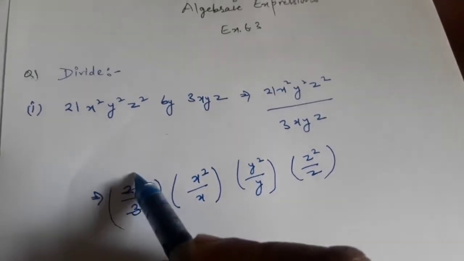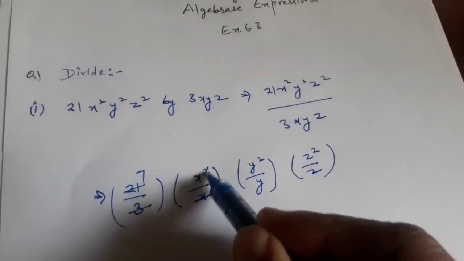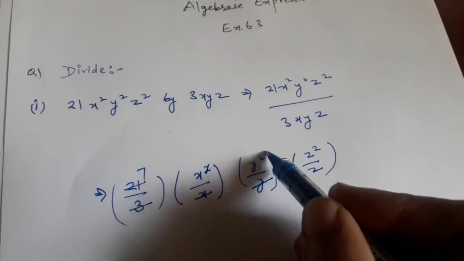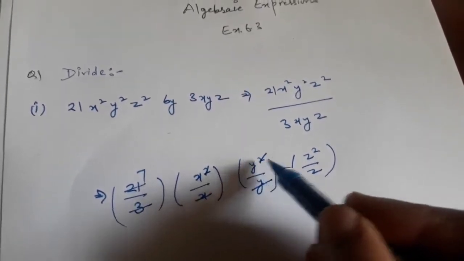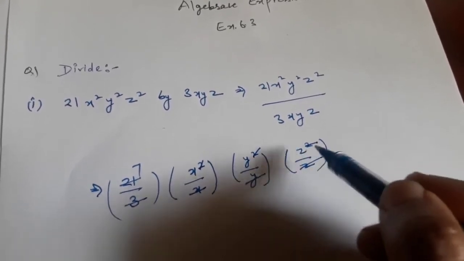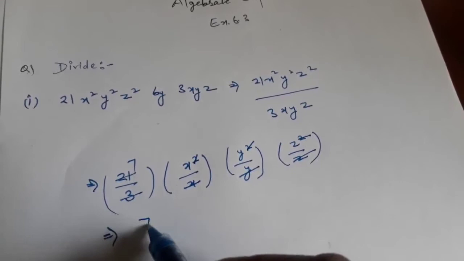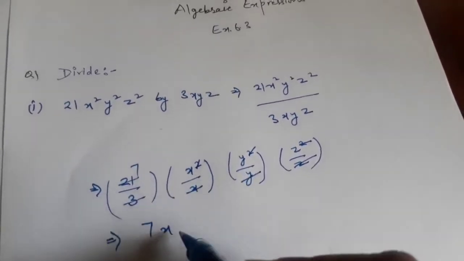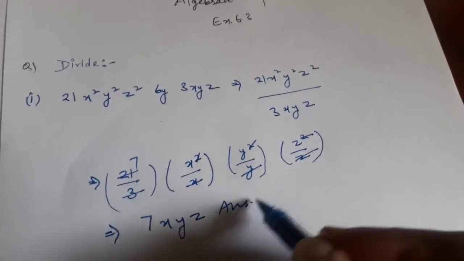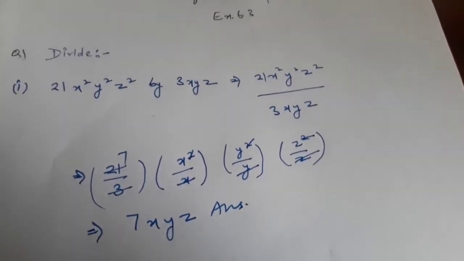3 ones are 3, 3 sevens are 21. This x will get cancelled by x square, so only x will remain here. This y will get cancelled by y square, so only y remains here, and this z is cancelled by z square, only z will remain here. So our answer will become 7xyz. So this is our answer for the first part of question number 1 of exercise 6.3.